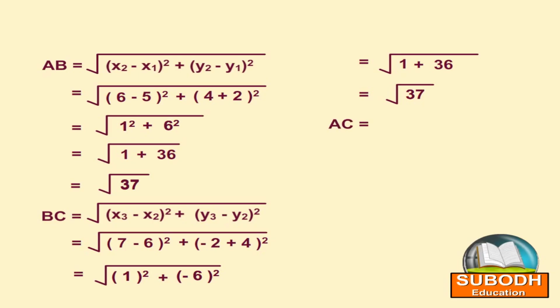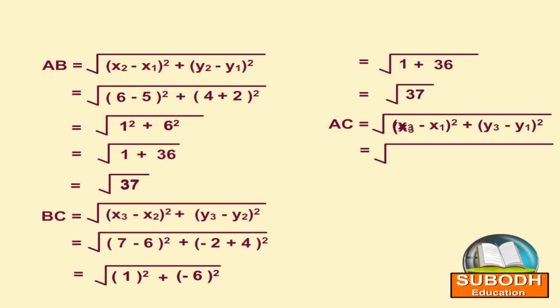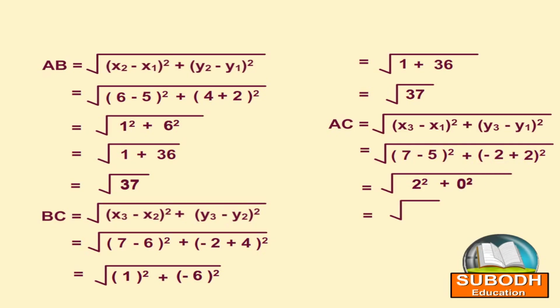AC is equal to root of (x3 minus x1) squared plus (y3 minus y1) squared, which is equal to root of (7 minus 5) squared plus (-2 plus 2) squared, which is root of 2 squared plus 0 squared, which is root of 4, which means 2.